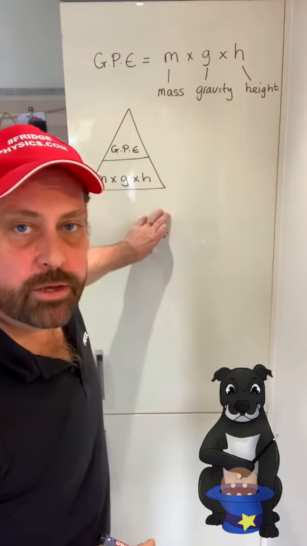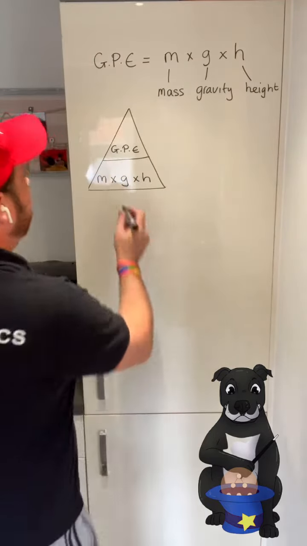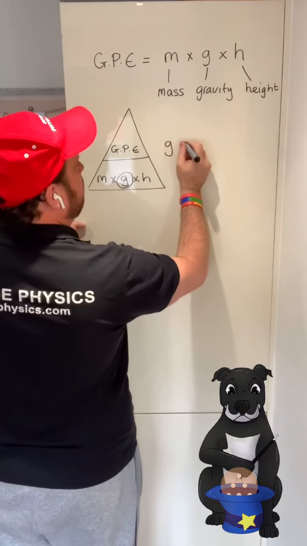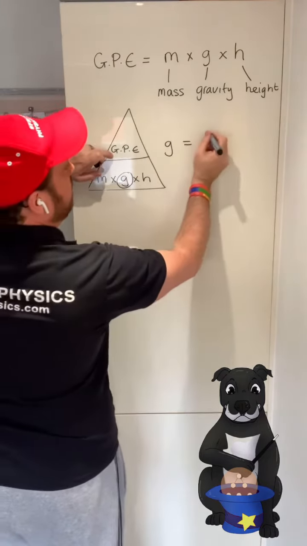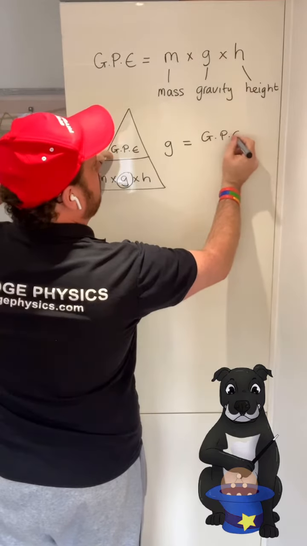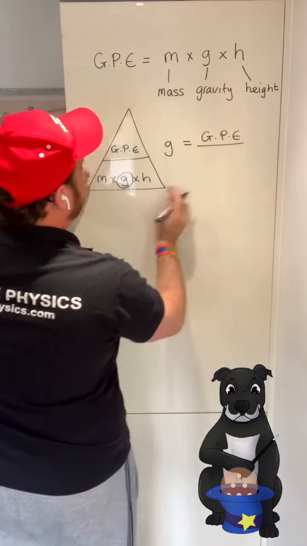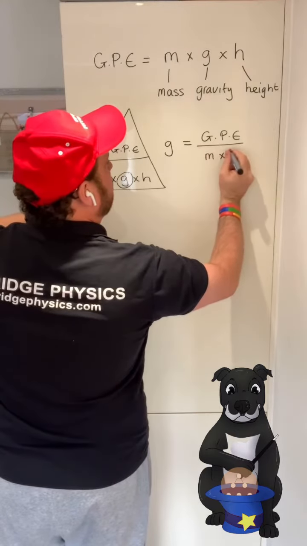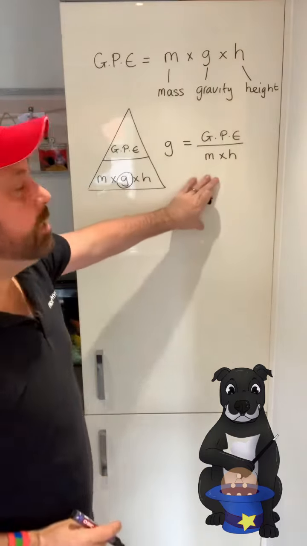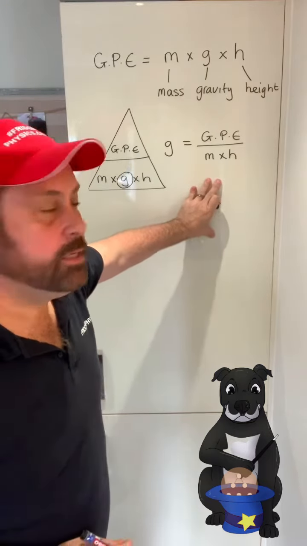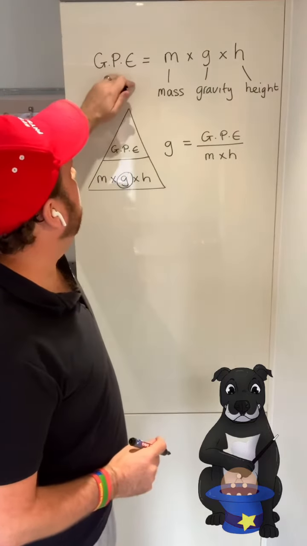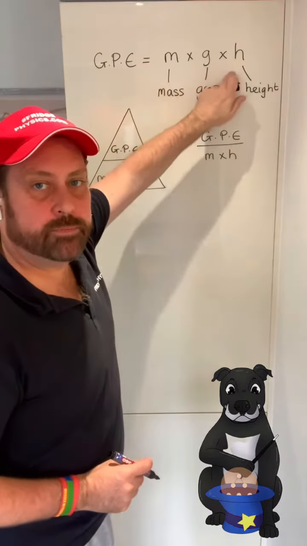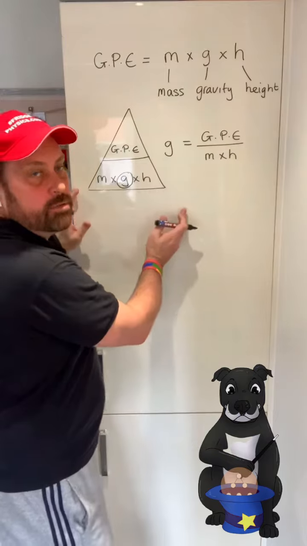So if in a question you're asked to calculate the gravity here, all you do is make gravity the subject, so G will equal, you've got GPE, you've got your divide line, and then you're left with mass times by height. And that goes on the bottom. So that's how you would rearrange an equation if it appeared like this, where you've got something times by something times by something times by something. This is how you put it into the triangle.